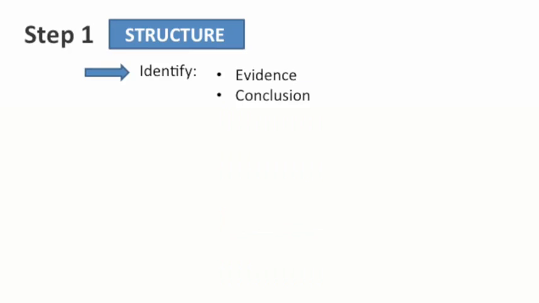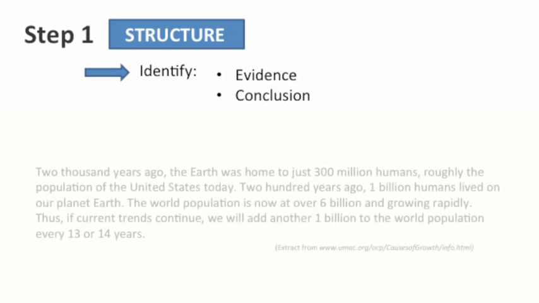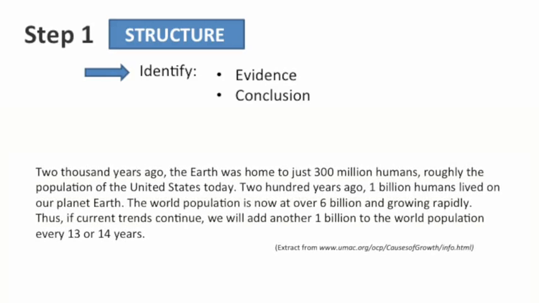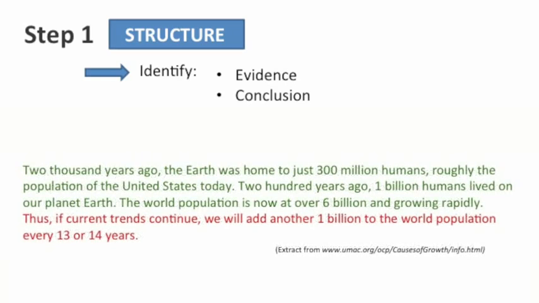The first step is to look at the structure of the argument. Start by identifying the evidence and identify the concluding sentence or sentences. To identify the conclusion, look out for concluding words like thus, so, or therefore. Have a look at the following example. Can you identify the evidence? Can you identify the concluding sentence? Yes, indeed. The conclusion is here in red, while the evidence precedes in green.